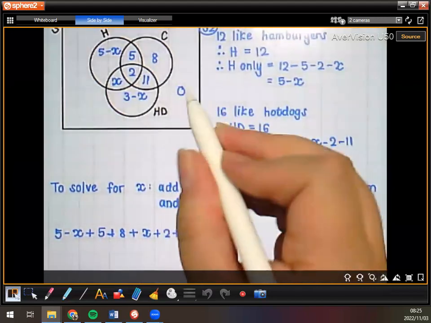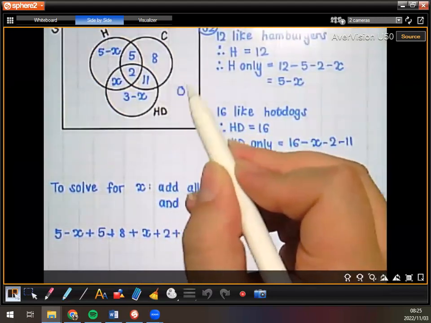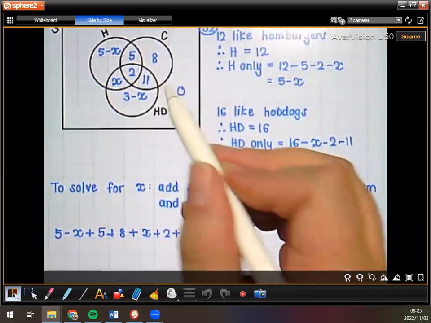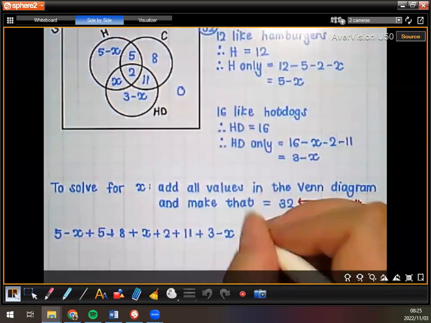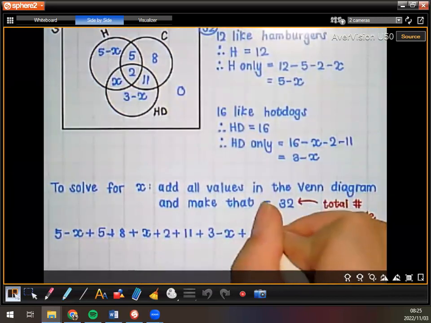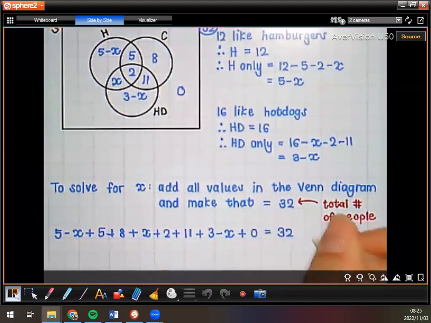And guys, if there was actually a number outside here, like a 2 or something, you would have to add that on. Okay, so I'm going to write here plus 0, which seems silly. You don't have to. But just as a reminder that we actually added everything, not just the circles, but everything in the whole box, together. Together 32.